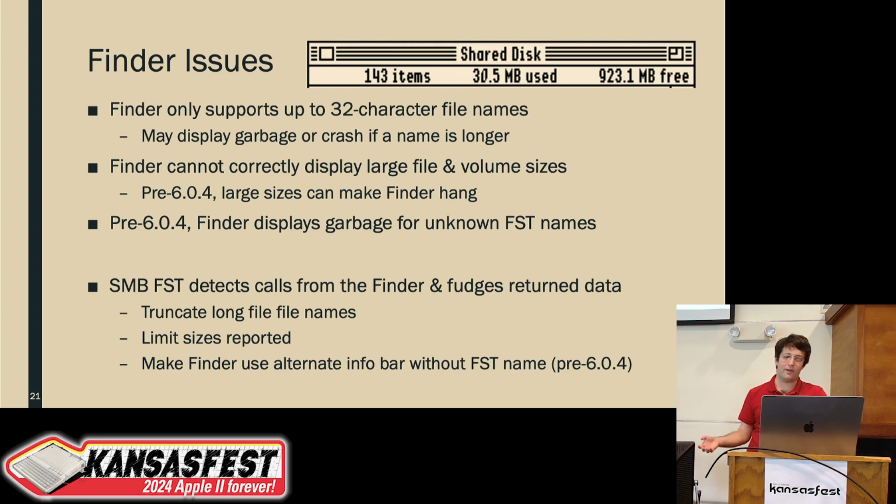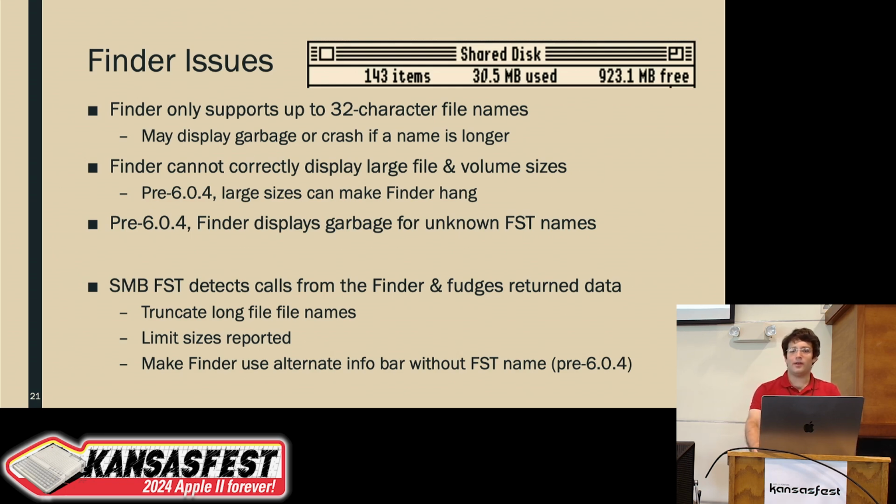Like it will truncate long file names, it will limit the sizes that it reports, and there's a way to make the Finder use an alternate style of the information bar where it just has the count of items and not the other stuff. So it will use that to avoid showing either garbage for the FST name or invalid used and free space numbers if it knows that the Finder can't handle those correctly.